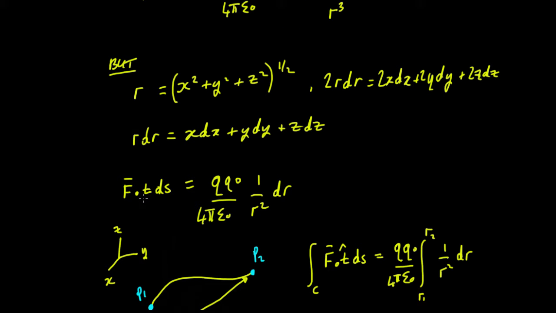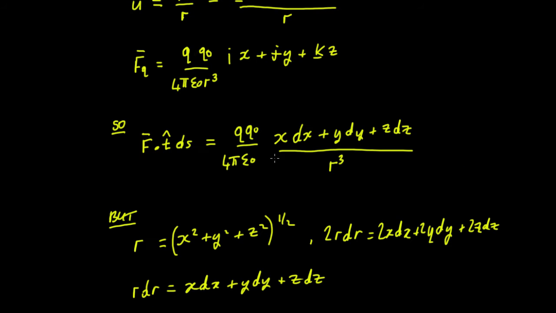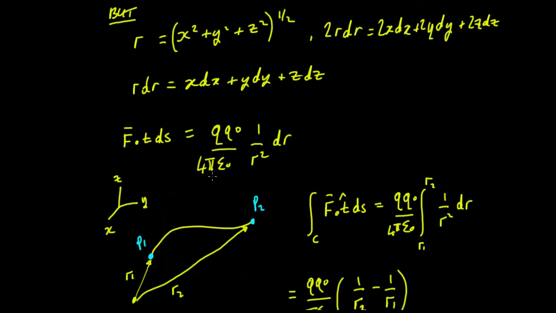So we can say that this F dot T ds is going to equal Q naught upon 4 pi epsilon naught, and we're going to stick this r dr in for this section up in this equation. So we replace this here with the r dr. One of the r's cancels out and we're just left with 1 upon r squared in the bottom. So you're left with this equation here.